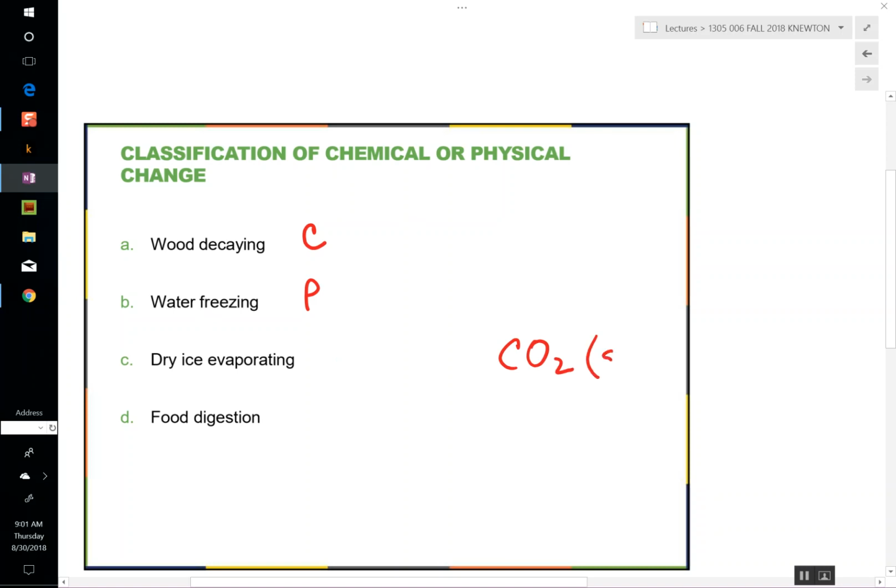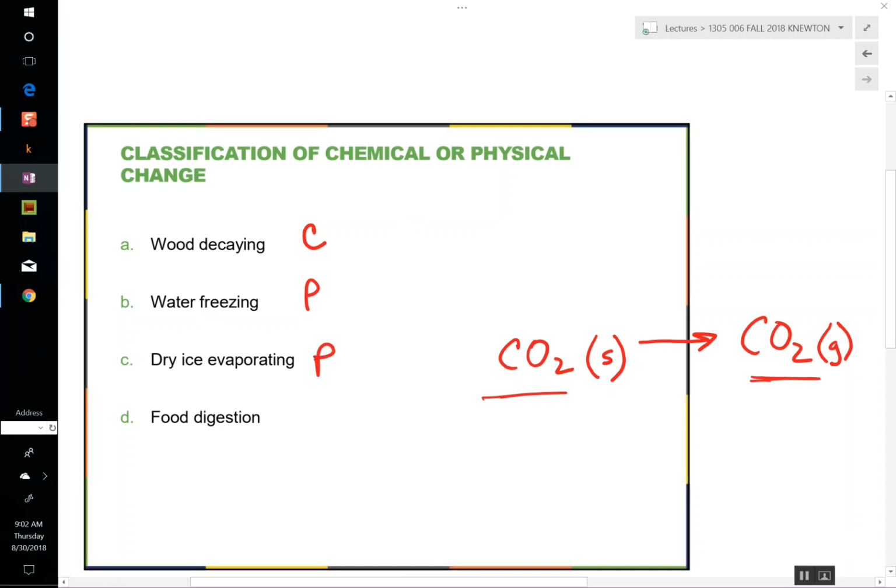And it would be a solid, and what you have is carbon dioxide going to become a gas without going through the liquid phase. It goes right from solid to gas. That's unusual. Water goes from solid to liquid to gas. But that's a physical change. I'm writing it like it's a chemical reaction, but you can see we've got CO2 on both sides of that. It hasn't changed its composition. It's just changed its physical state.